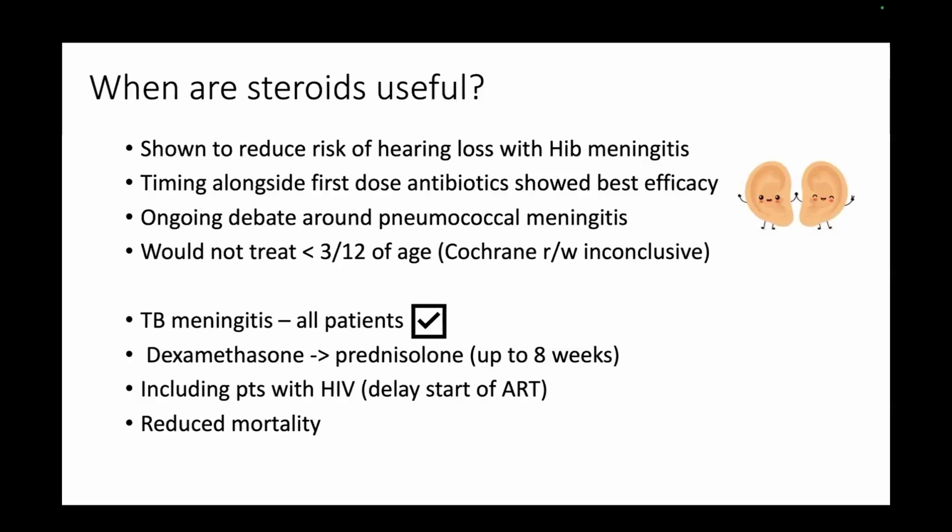The one other pathogen where there is a very, very clear benefit is TB meningitis. So in all patients who've got TB meningitis, they start off with dexamethasone and then have a weaning course of prednisolone. So they can even be on steroids for up to 8 weeks in terms of wanting to reduce that inflammatory response by giving steroids. And it has been shown to reduce mortality. In patients with both HIV and TB meningitis, we would start treating the TB first and delay starting antiretrovirals if this is a new diagnosis, because once you have reconstitution of the immune system, you can get an inflammatory response and then you could worsen your CNS inflammation.